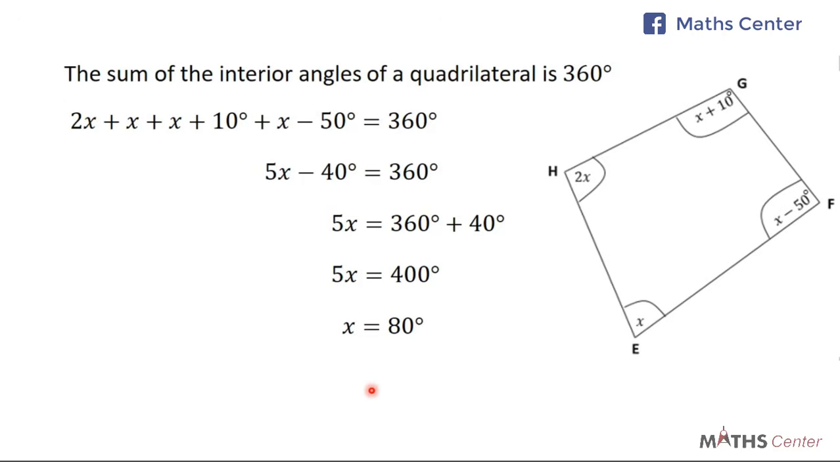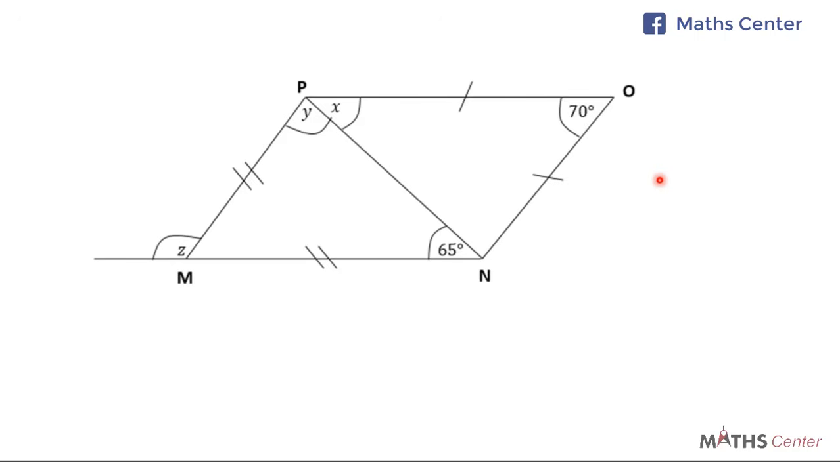So we know that the interior angles of a quadrilateral add up to 360 degrees. So we add all the interior angles and we equate it to 360 degrees. Let's consider the next example. Now we have this quadrilateral here, M, N, O, P. So this is the quadrilateral and we are supposed to find the value of S and Y.